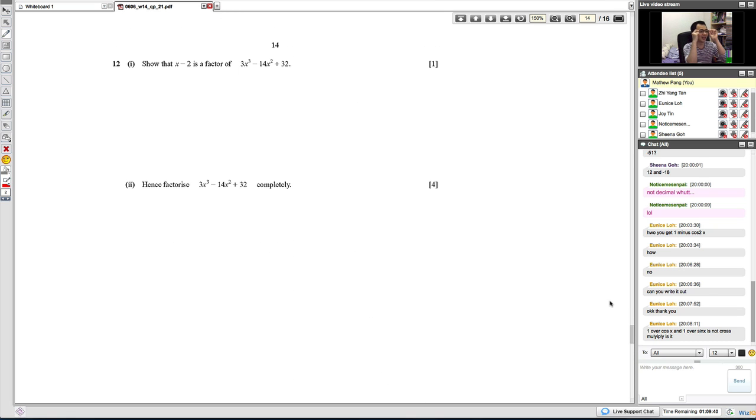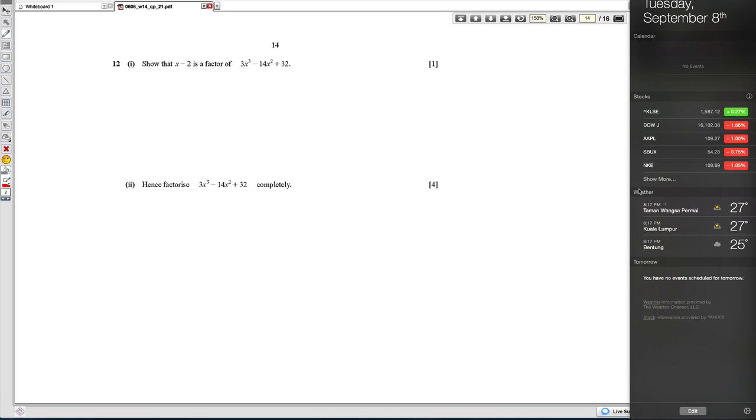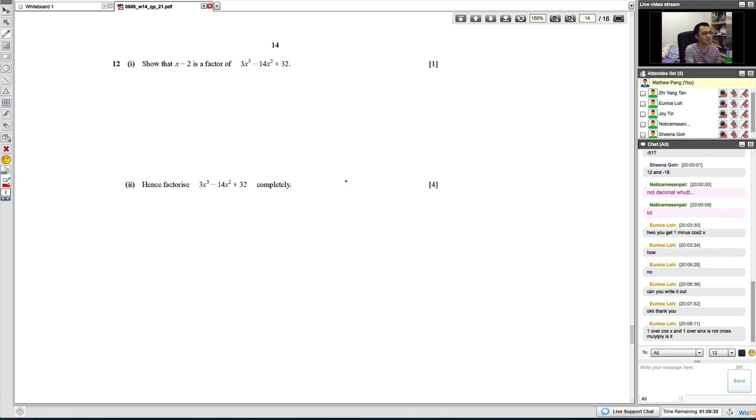Okay, show that x minus 2 is a factor. So this is quite simple. In order to show this is a factor, you need to substitute 2 into here and you get 0. So what I will do is substitute f(2). Then I will do 3 times 2 to the power of 3 minus 14 times 2 squared plus 32. Of course, I know it's equal to 0. I'm not going to calculate, but if you want to calculate, it's okay.